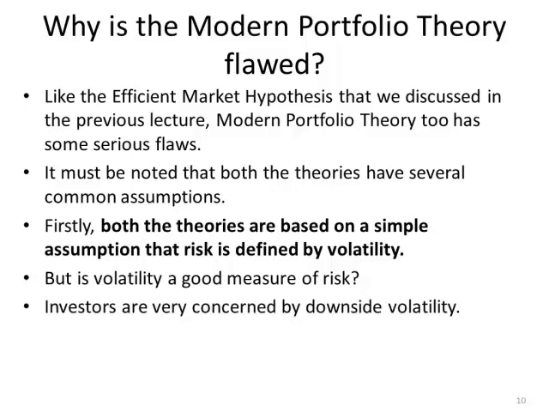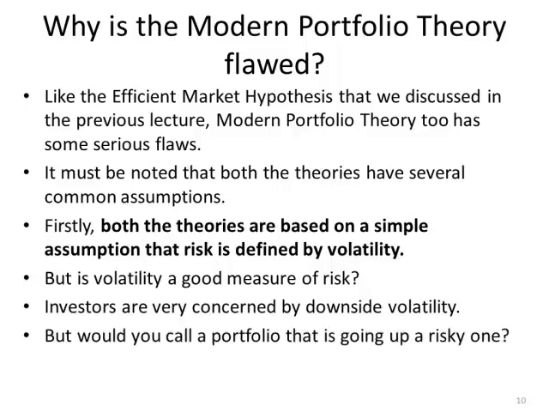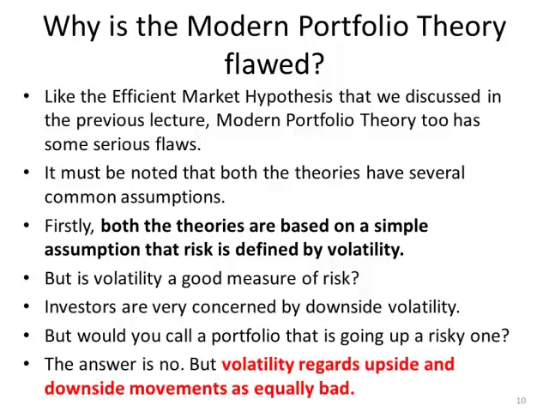So typically, investors are concerned by downside volatility, right? So really, we care about deviations from the mean return, but we only care about downside deviations, right? We care if the returns are going to be less than what we expect. But then, would you call a portfolio that is going up a risky portfolio, right? So if we have upside returns, returns above the historical average, that would show up as risk in modern portfolio theory. But is that really intuitively what we think of as risk? And the answer is no, right?